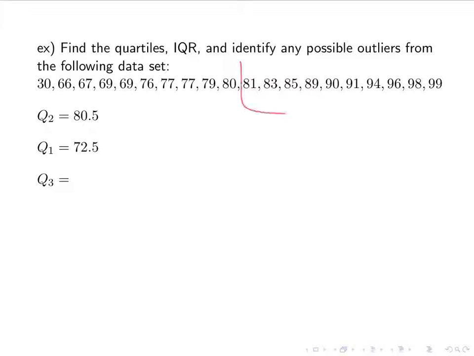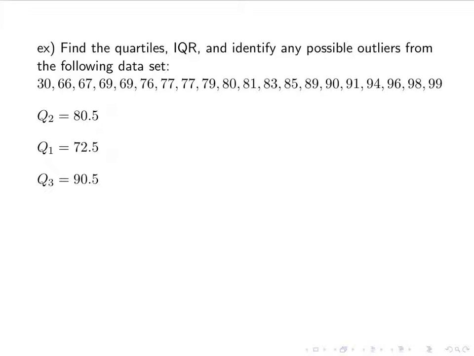For Q3, I'm going to look at the last half of the data set and find the median there. And again, there's 10 values. Halfway of 10 is 5. Again, that is an integer, so we're going to take the mean of the 5th and 6th data values, which are the 90 and 91. And if I take the midpoint or the mean of those two numbers, I get 90.5. So here are Q1, Q2, and Q3.